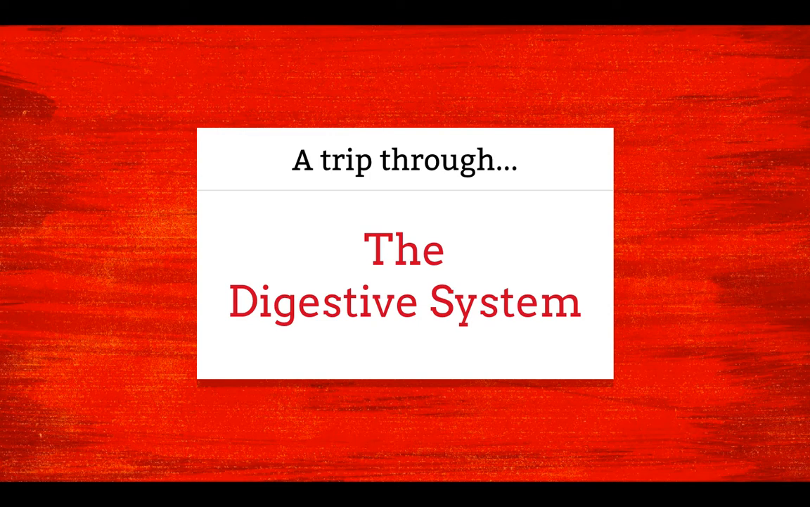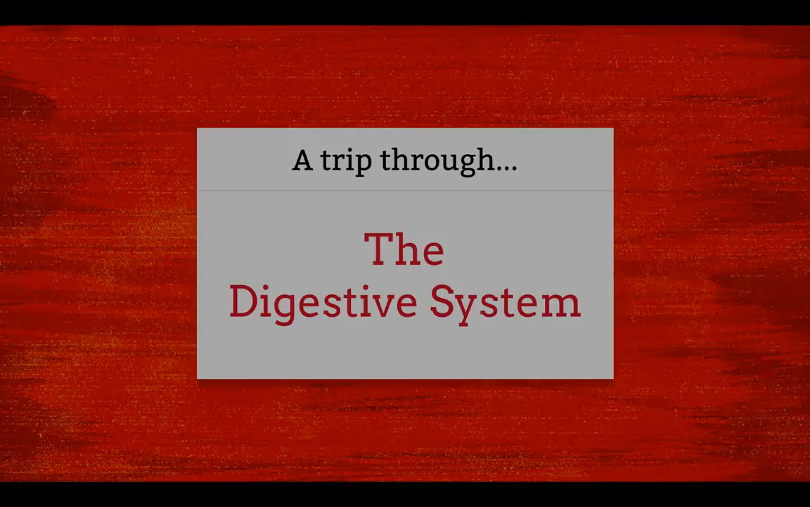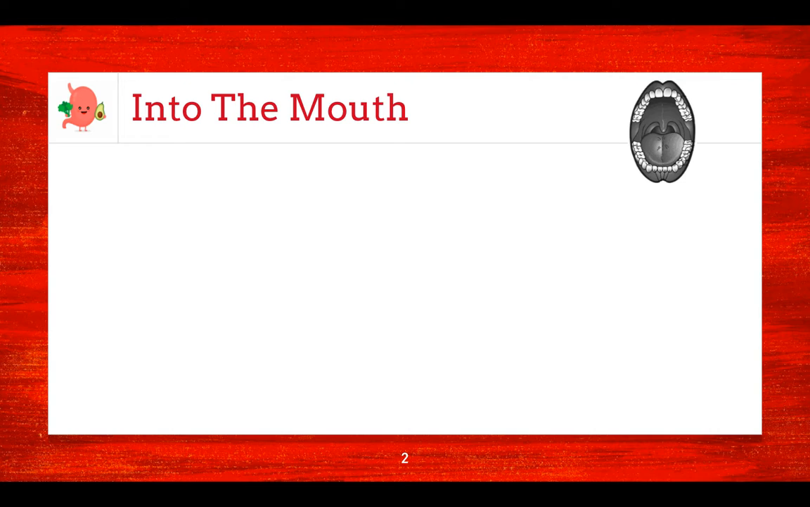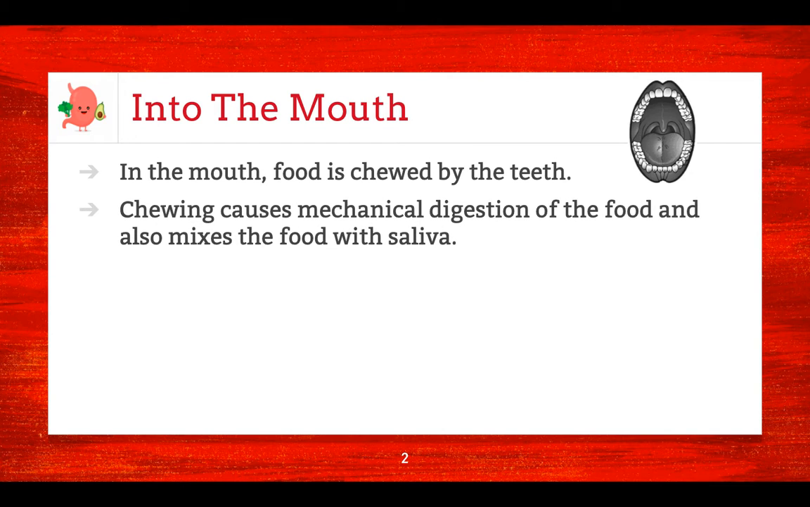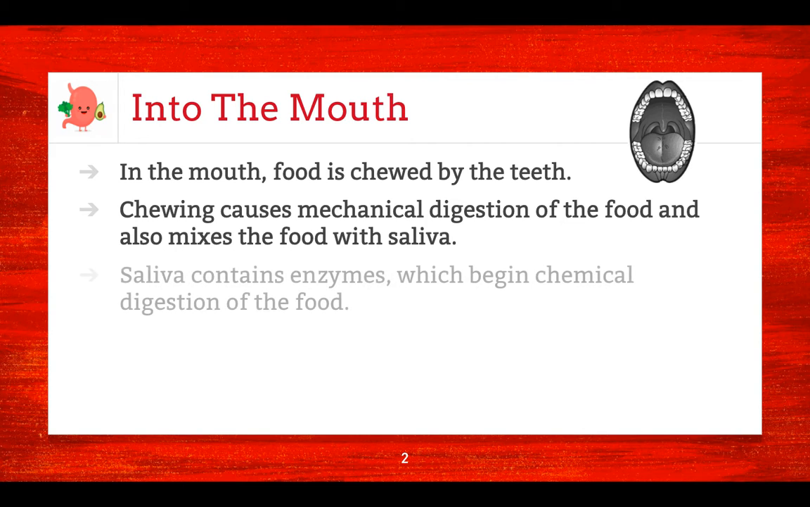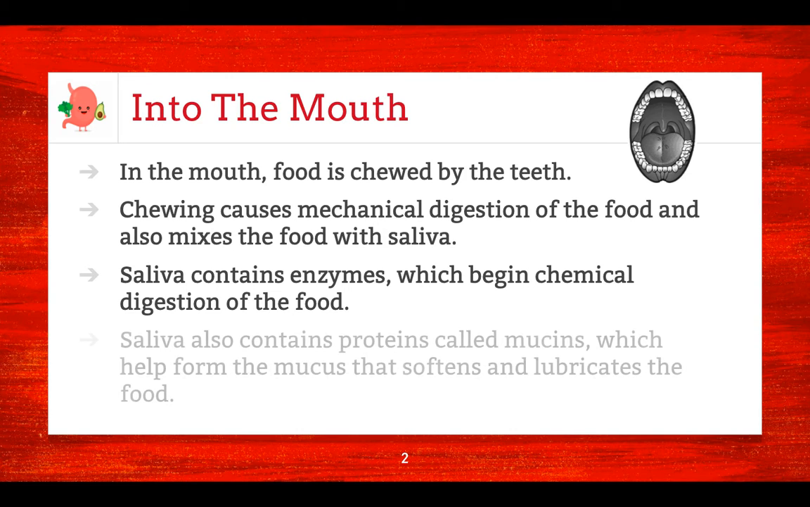Today we're going to take a trip through the digestive system. So we will start at the beginning. Food goes into the mouth and is chewed by the teeth. And so this is mechanical digestion. Chewing also serves the purpose of mixing the food with saliva. Saliva contains enzymes which start chemical digestion of the food.